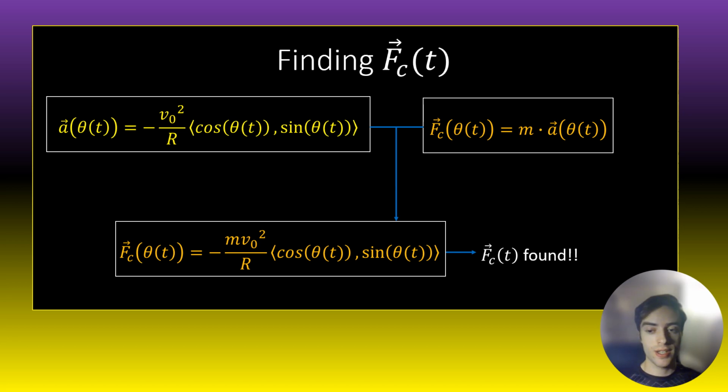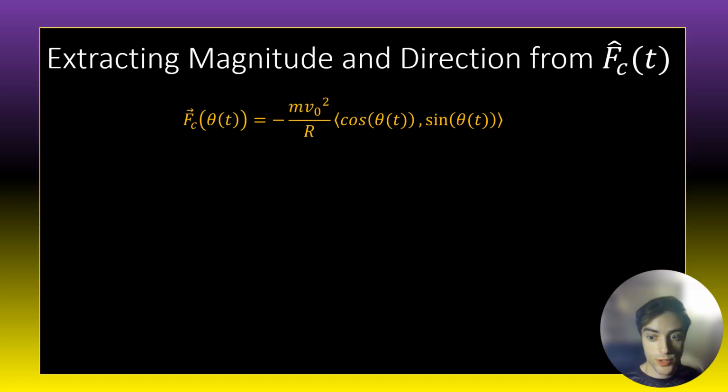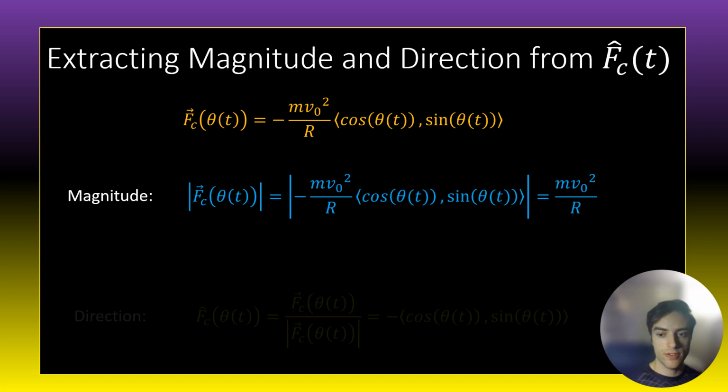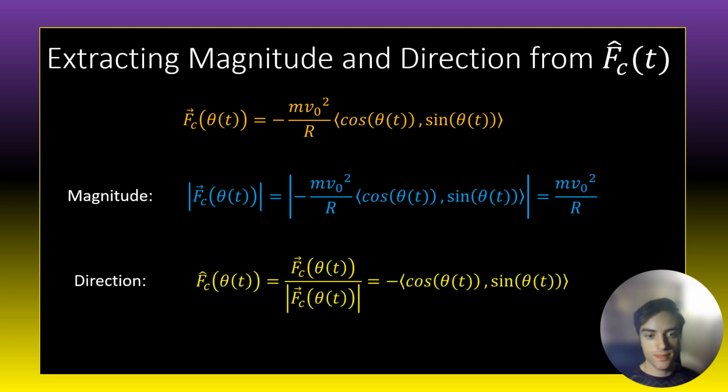It is found. It was lost, and now we have found it. And now we will proceed to the most delicate part of this operation, the extraction procedure. So if we extract the magnitude from this vector, successfully that is, then we obtain m v naught squared over r, which sounds very familiar to me. Then if we do the direction, we extract the direction by taking the unit vector in the direction of Fc of t. Then we get negative cosine of theta of t, comma sine of theta of t.